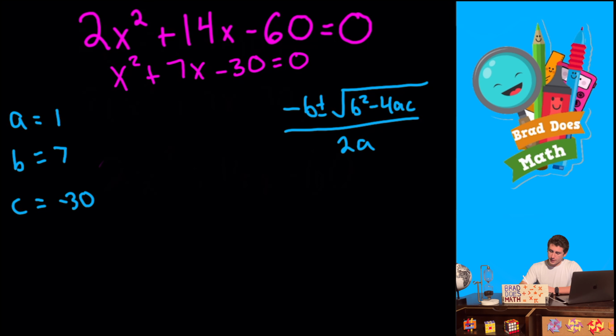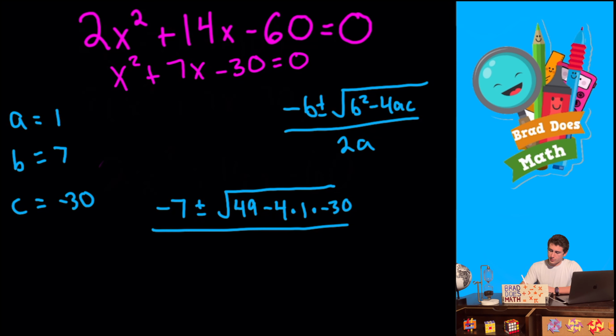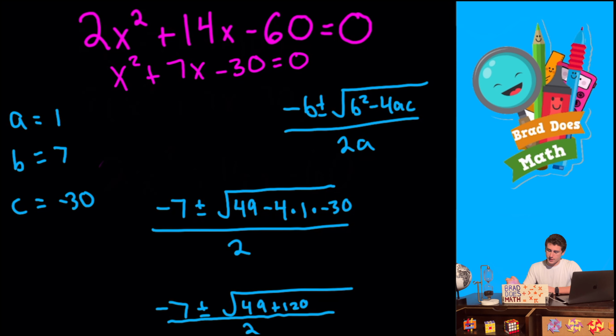So the opposite of B, negative 7, plus or minus the square root of B squared. Well, 7 squared is 49, minus 4 times A, which is 1, times C, which is negative 30, all over 2A, which is just 2. Reduce a little bit, and by reduce I mean combine like terms. So 49, and then negative 4 times 1 times negative 30 is 120. So 49 plus 120, and see if I can squeeze this in here. I think I can. Yep.